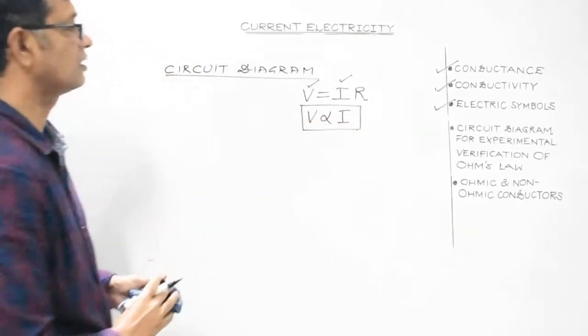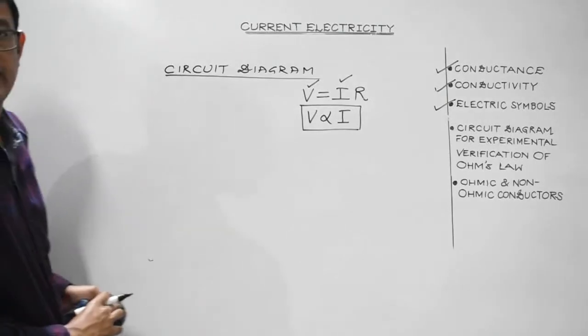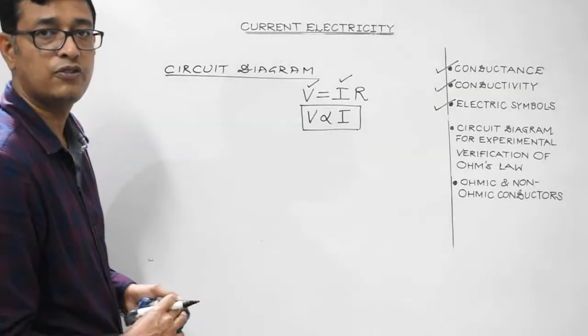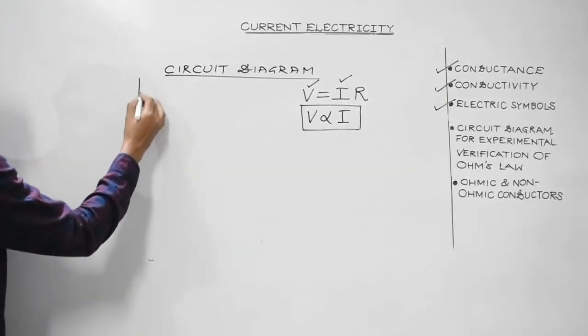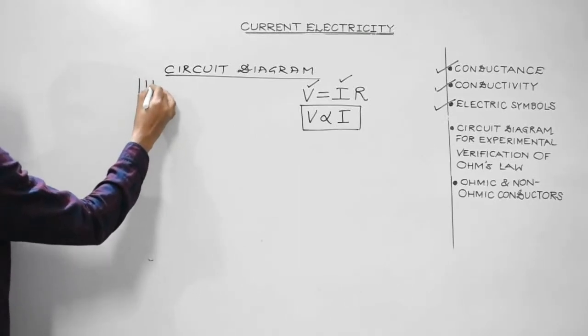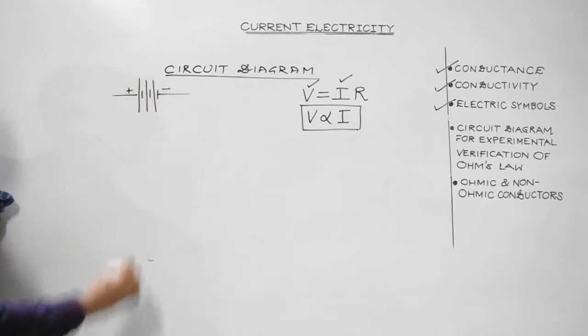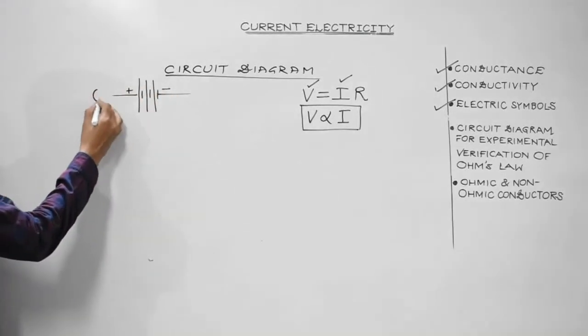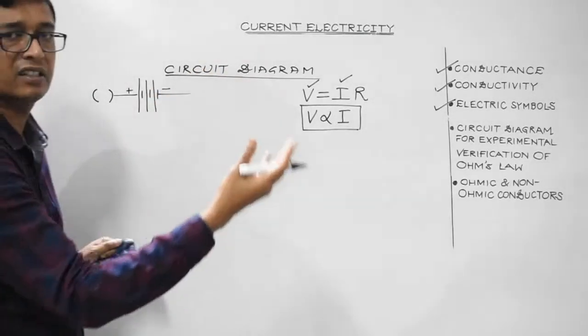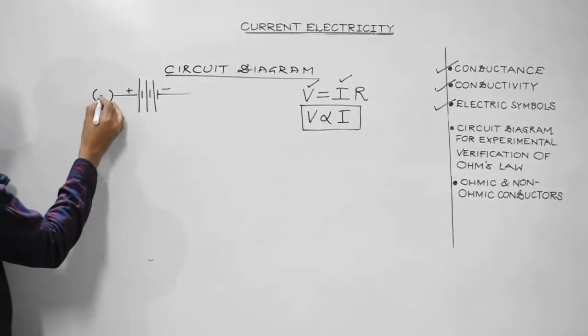So let's first discuss the circuit diagram for the experimental verification of Ohm's law. This is a battery. Battery, I have told you, it's a combination of cells. This end is at higher potential and this is at lower potential. A key can be connected either on the left-hand side or the right-hand side, it's up to you. So it should be a closed one.